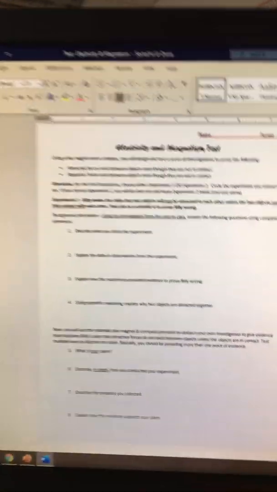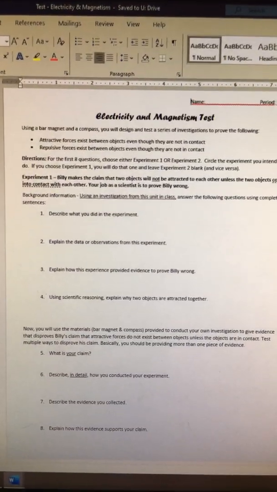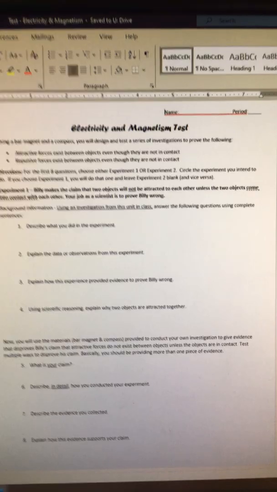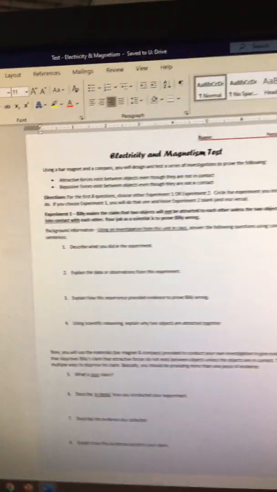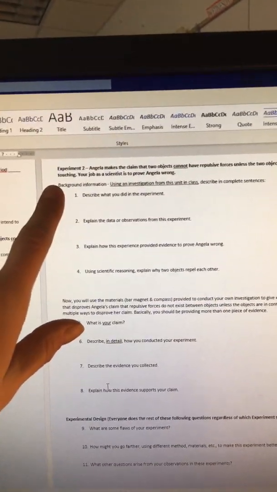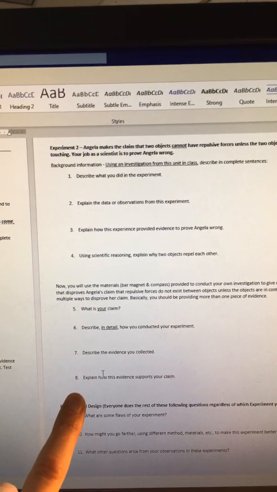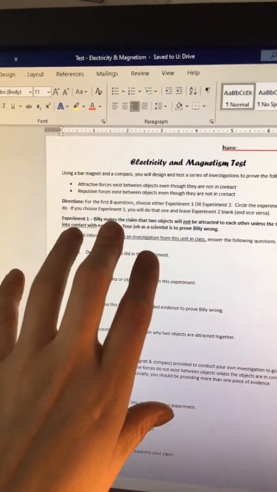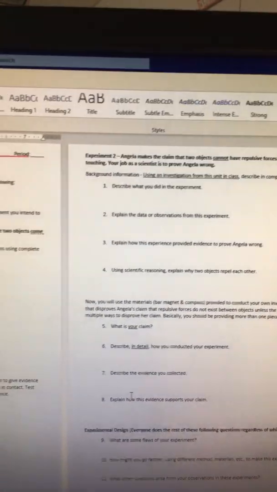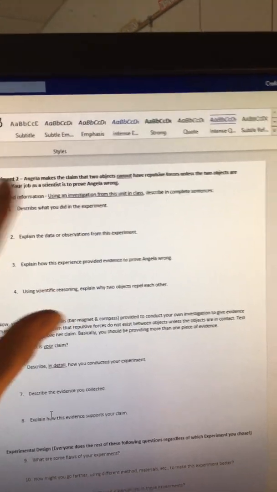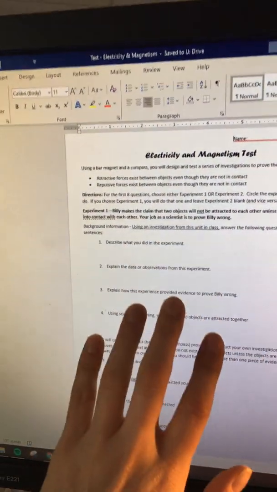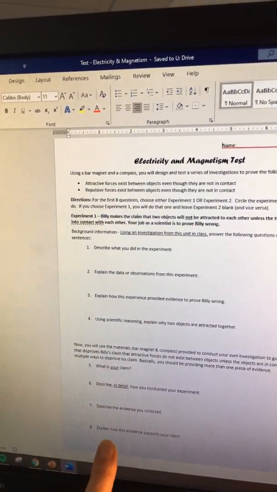Okay, so basically what the directions say is that you have experiment 1 on the first page, questions 1 through 8, and then if you flip the back page, you see experiment 2, questions 1 through 8. You only have to do one of these, so experiment 1 or experiment 2. You will circle which one you're going to do. So if I choose to do experiment 2, I'm going to circle that, and then I'm going to leave experiment 1 on the first page blank.